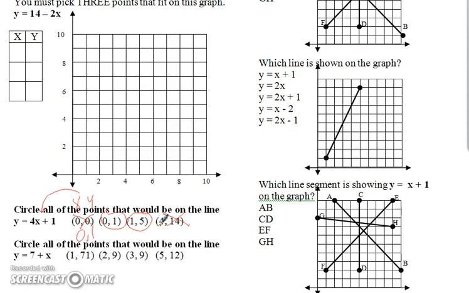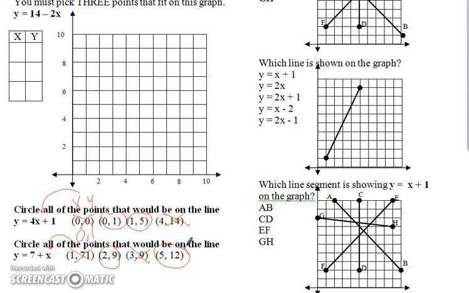Let's try this one. 7 plus x. 7 plus 1 equals 8. Not even close. Put a 2 in. 7 plus 2 does equal 9. Put a 3 in. 7 plus 3 equals 10. That didn't work. Put a 5 in. 7 plus 5 equals 12.